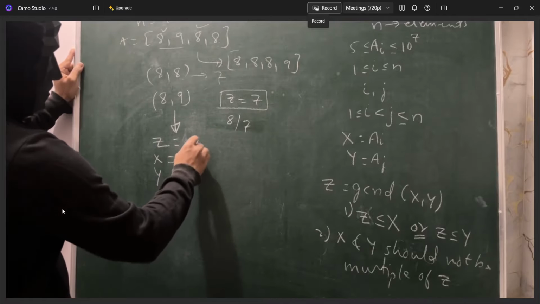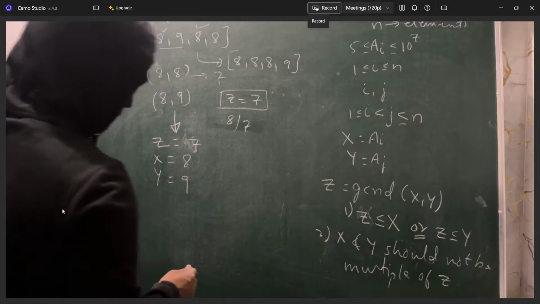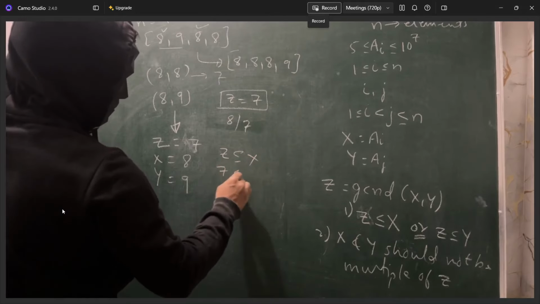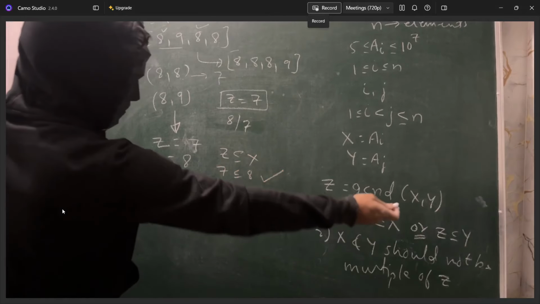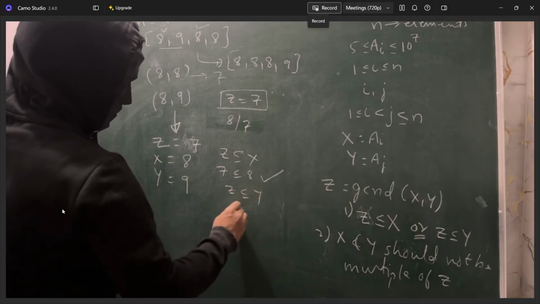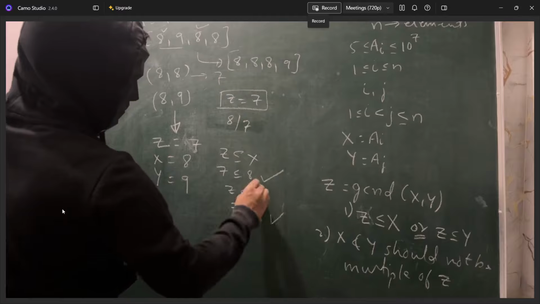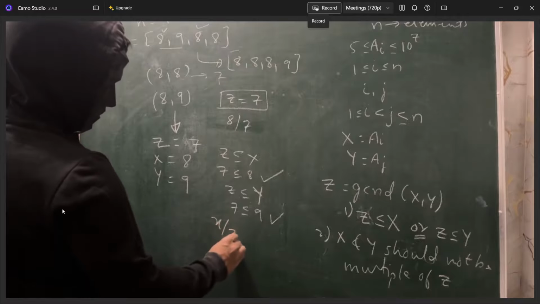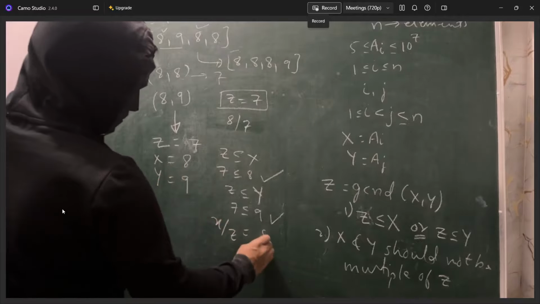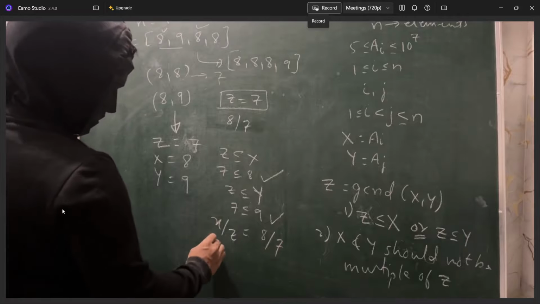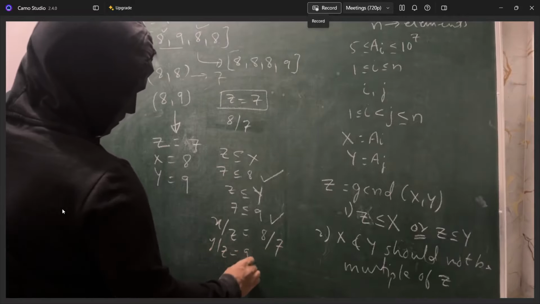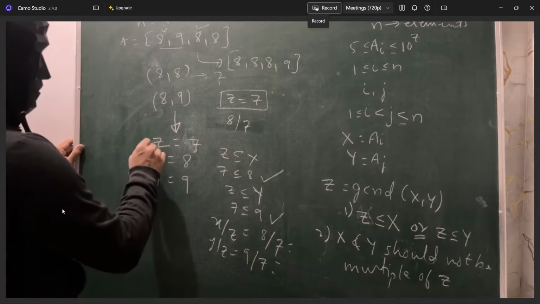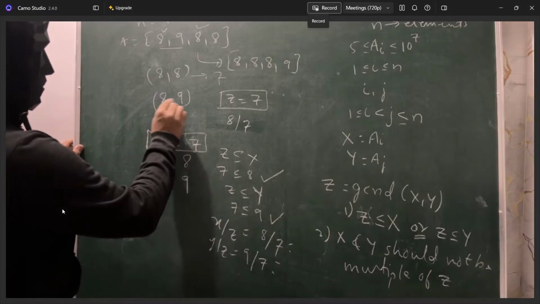Now when you try to take 7, first condition: if you try z less than or equal to x, 7 less than or equal to 8 is true. Also z less than or equal to y, 7 less than or equal to 9 is also true. So the first condition holds good. Second condition, you do x by z. x by z is basically 8 by 7, it is not perfectly divisible. y by z, 9 by 7, this is also not perfectly divisible. So z is the maximum possible value here, 7, for this pair.